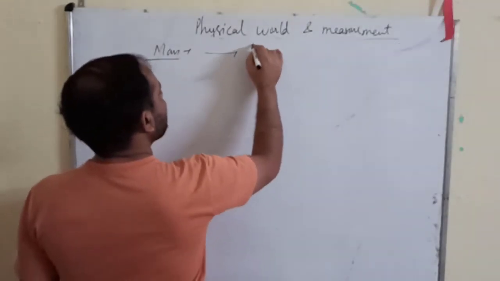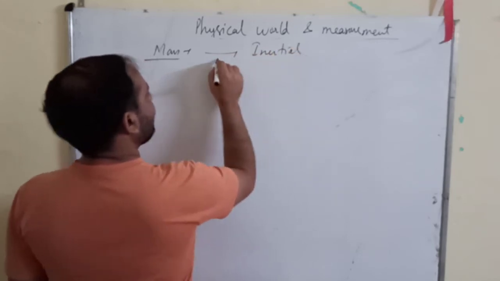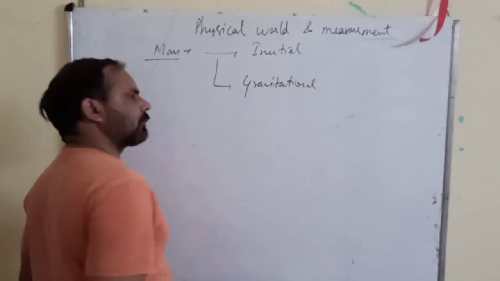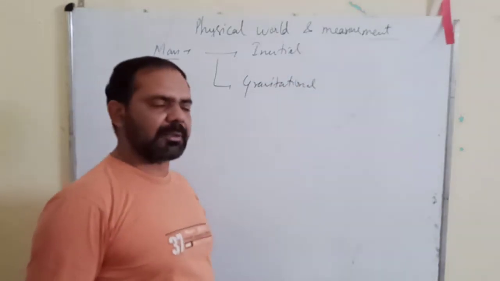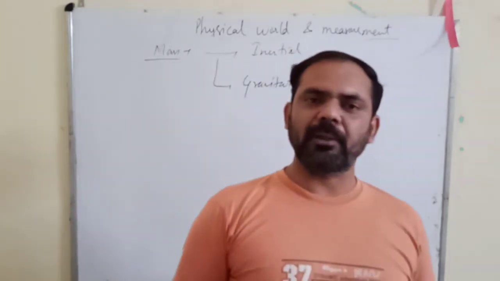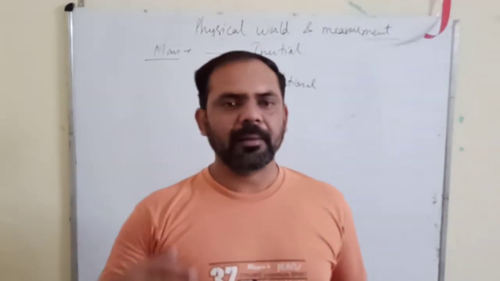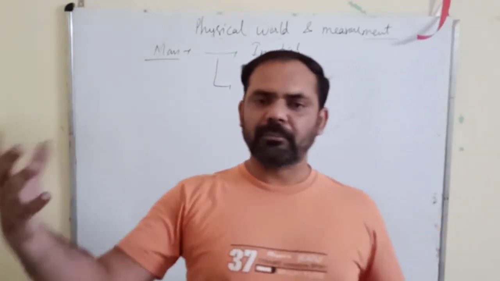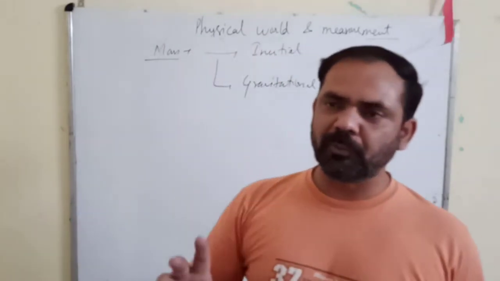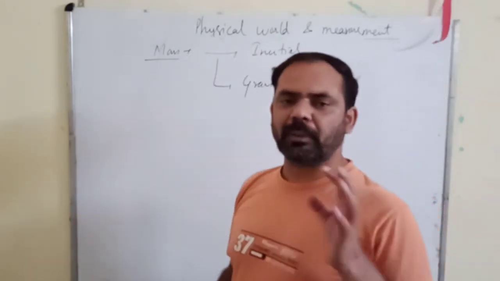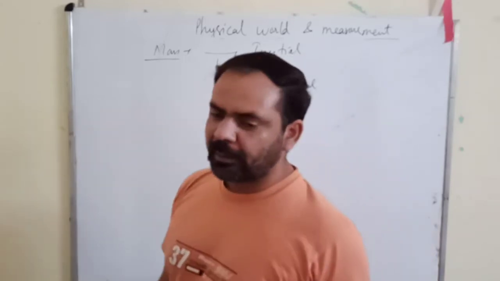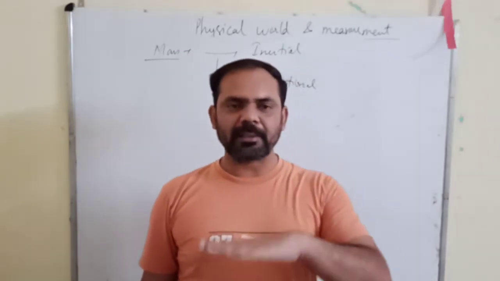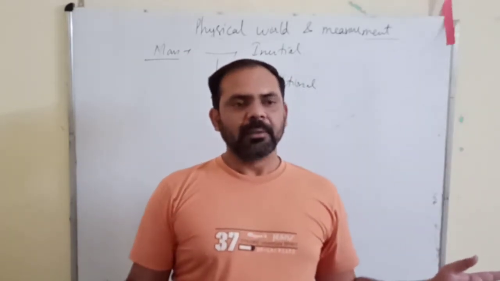We have mass of two types. One is inertial and the other is gravitational. Suppose a car is moving with a speed of 100 km per hour and hits a wall, then the damage to the car and the wall will be large. And suppose a bus is moving with a speed of just 1 km per hour and hits the same wall, in that case you can understand that the damage will be less as compared to that of the car.